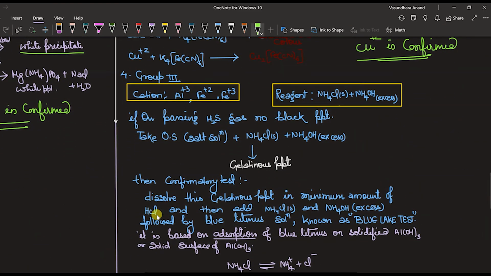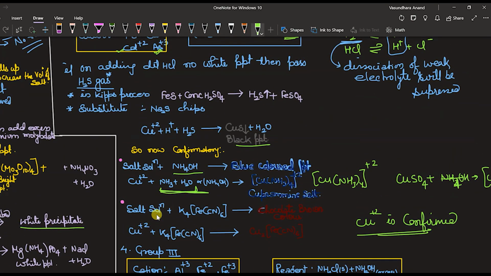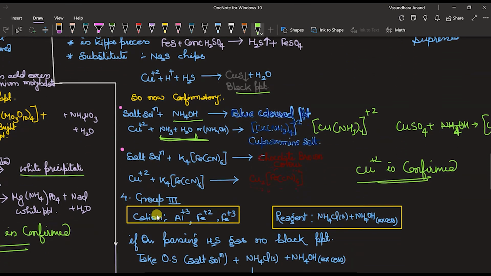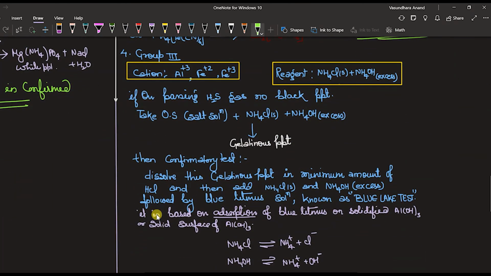Okay, next, if on adding dilute HCl and H2S we didn't get the black PPT or yellow PPT, then we'll move to group 3 cations. Group 3 cations can be Al3+, Fe2+, Fe3+. All three are group 3 cations. The reagent is solid ammonium chloride and ammonium hydroxide, which will be in excess.